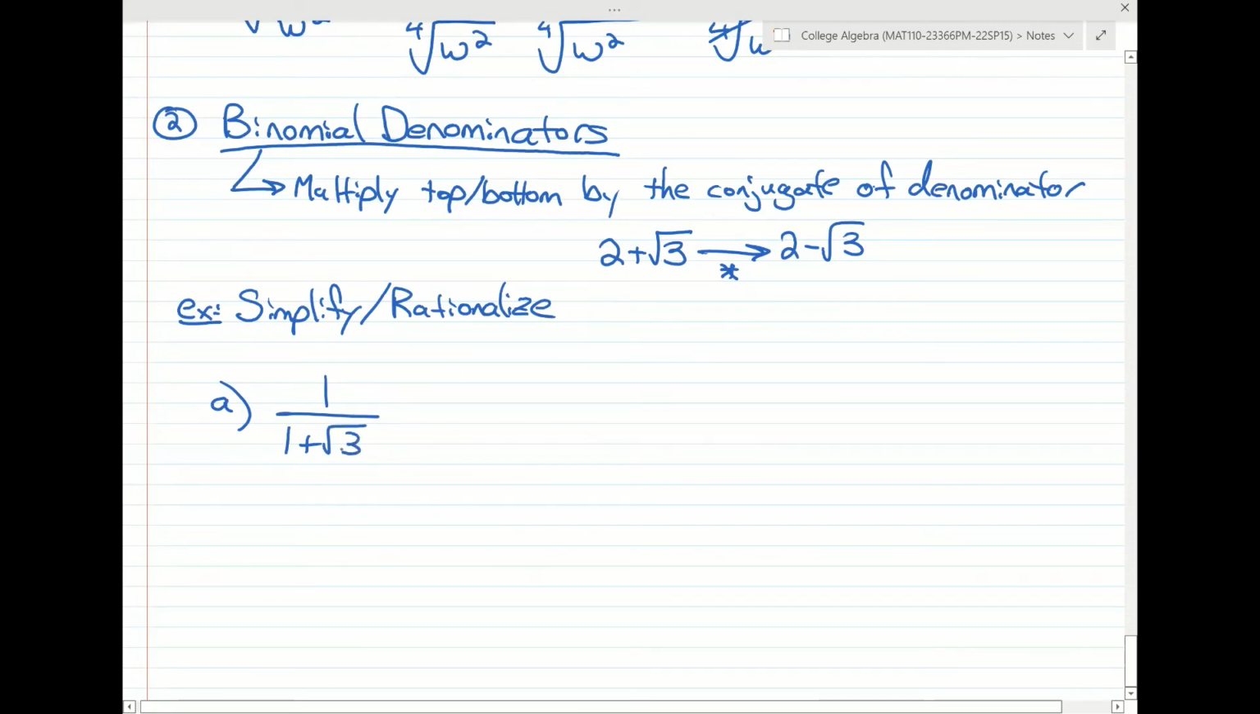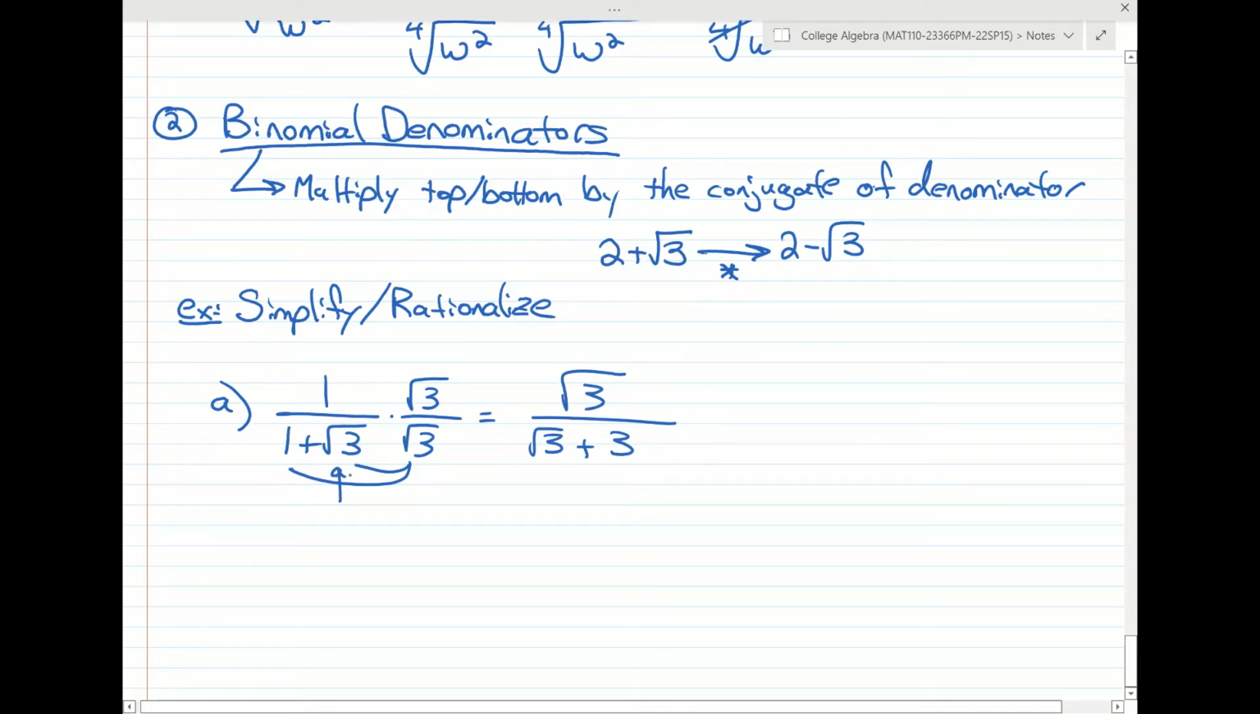what we would have done in the last type of problem is multiply top and bottom by the square root of 3 over square root of 3, right? That's what we would have done if it was a single term in the bottom. And what happens here is you just get square root of 3 over square root of 3 plus 3. So even though you got rid of the radical here, it shows up somewhere else.